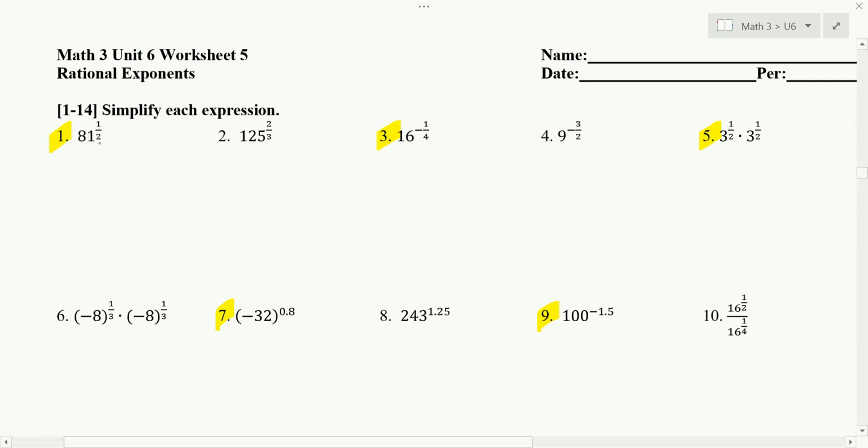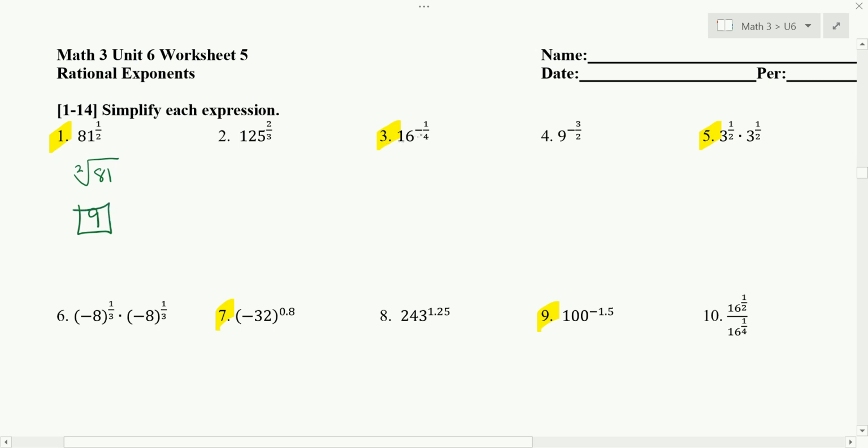When you have a fractional exponent, the denominator of that fractional exponent is the index of the root, indicating what kind of root you have. So here we have the square root of 81 to the 1st power, or the square root of 81, so 9's our answer.